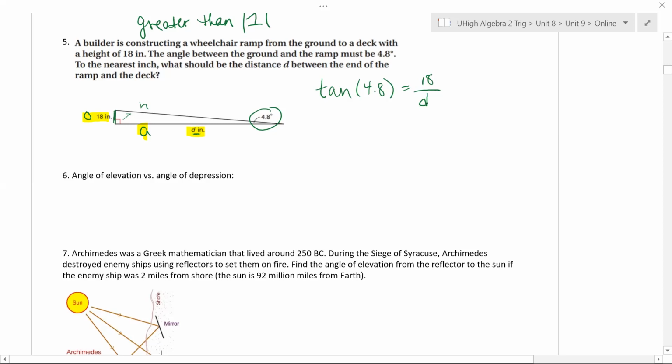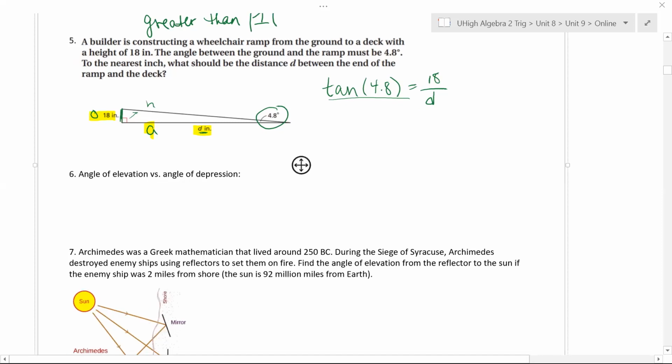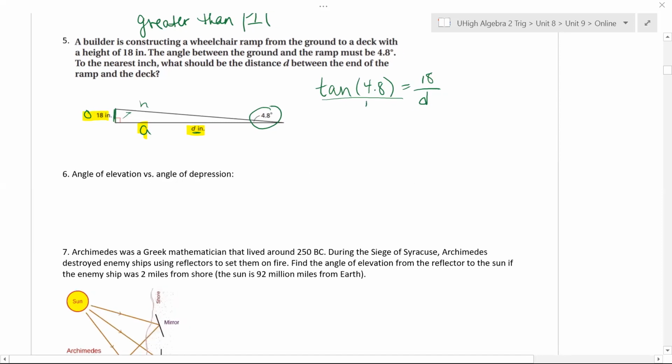In order to solve this, I want to use cross products. So I'm going to put my tangent over 1 and do my tangent of 4.8 times d, and then my 1 times my 18. Well, I'm trying to solve for d, so now I'm going to have to divide both sides by my tangent of 4.8.